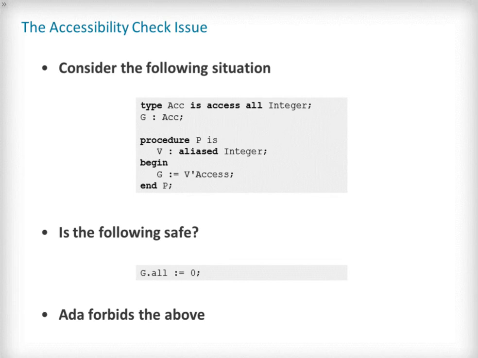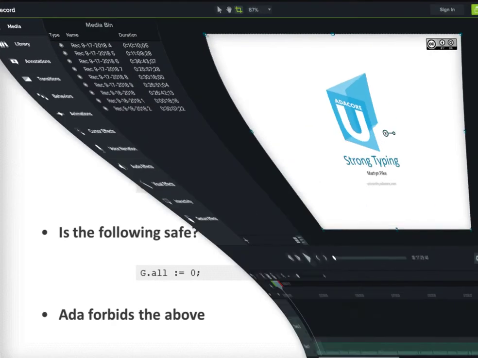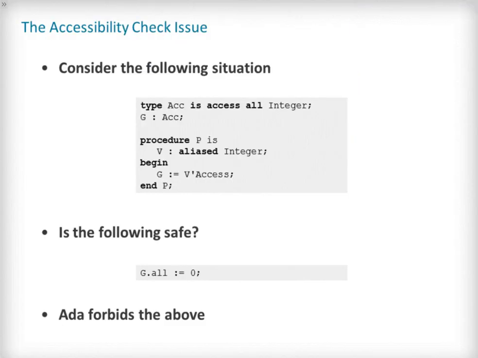Particular care must be taken not to breach the accessibility level rules designed to stop accessing target objects that are somehow invalid. Consider the following situation where we have declared an access type for integers and an instance of the access type object declared as G. The procedure P declares an aliased integer V stack object and then uses G to gain access to it. Outside of the procedure, G.all is used. But is it safe to do this?